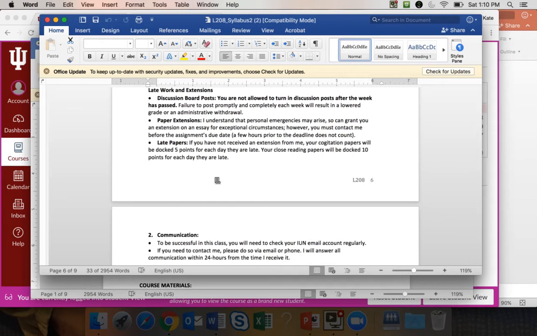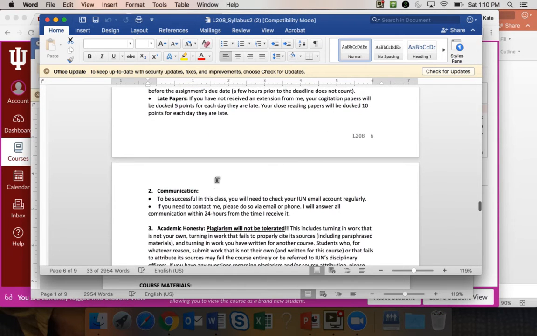So if you don't get an extension on a paper and you don't turn it in right away, it'll be counted as late. Here's my policy on late papers. Your cogitation papers will be docked by 5 points for each day that they're late, unless you've received an extension from me. Your close reading papers will be docked 10 points for each day that they're late, unless you received an extension from me. So, rule of thumb, if you know you're not going to get something in on time, talk to me about it beforehand. I am happy to grant extensions, and I much prefer to grant extensions than to dock points.